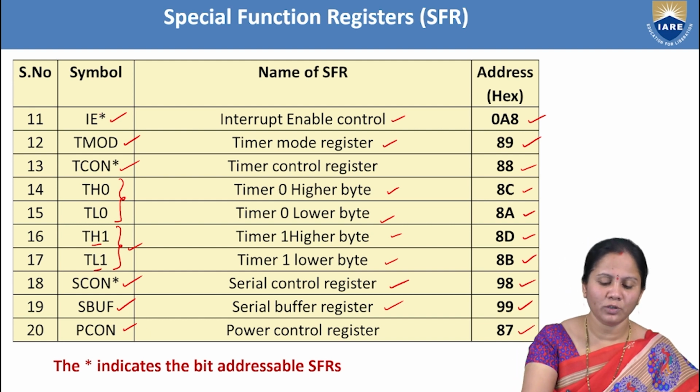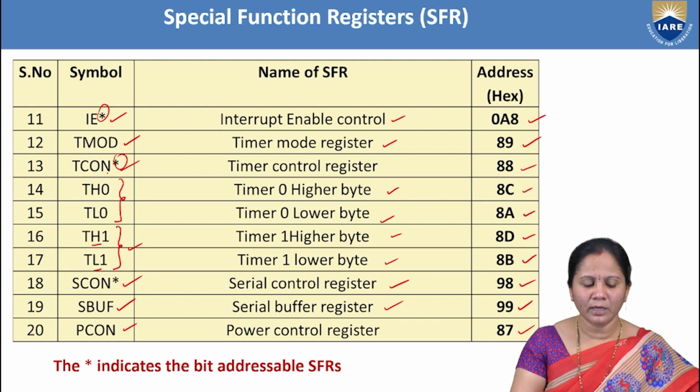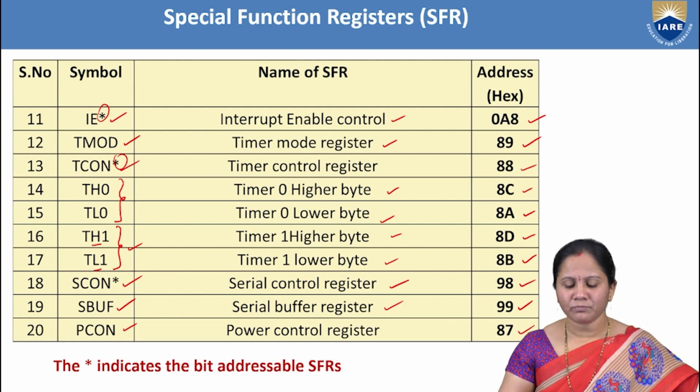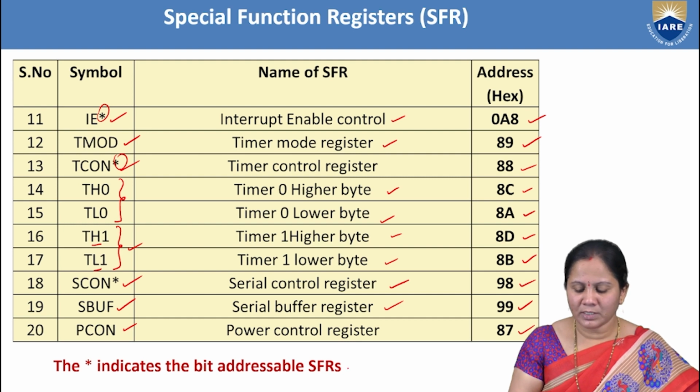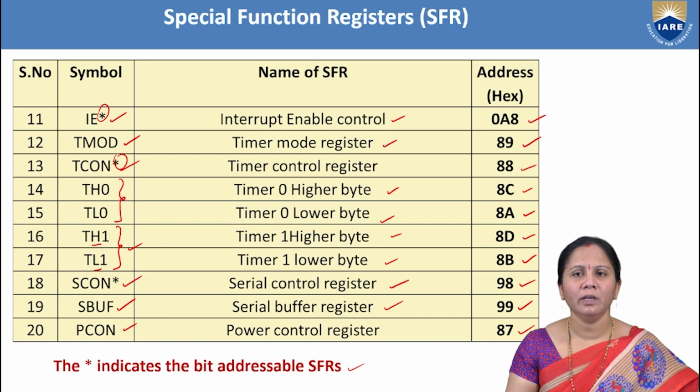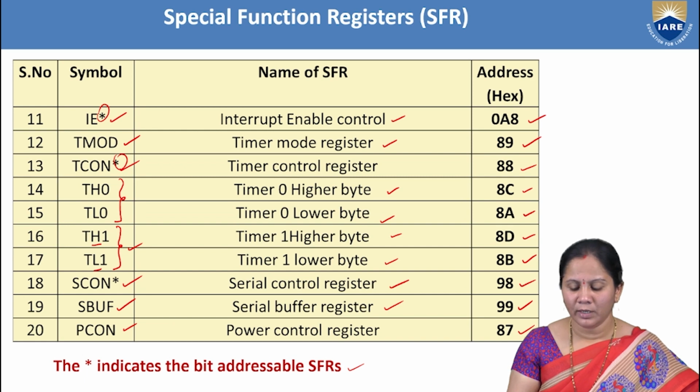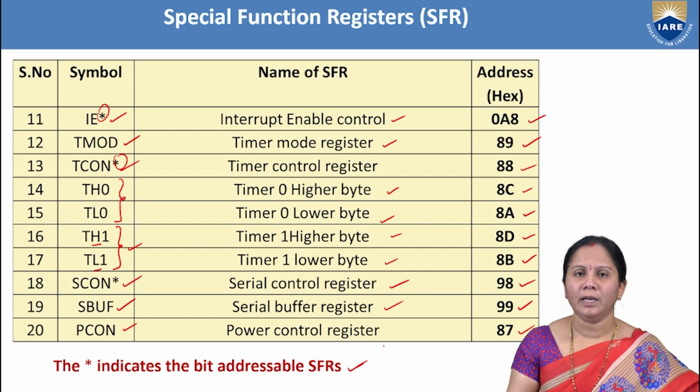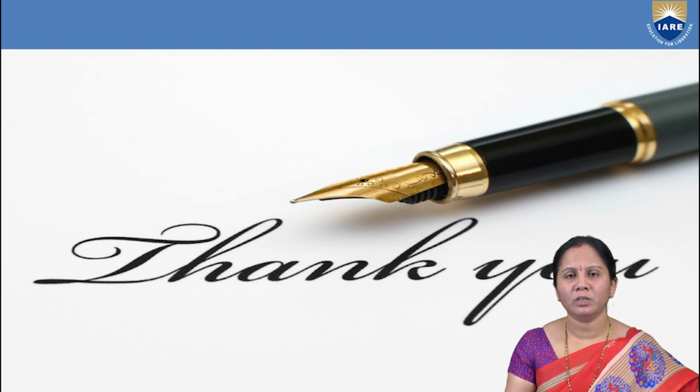For these registers also, you can see there is a star indicated on the top. Whichever registers have a star on the top are bit addressable SFRs. Bit addressable means any bit in that register can be manipulated without disturbing the other bits. So some of the registers are bit addressable. This is what we had about the pin configuration of the 8051 microcontroller.